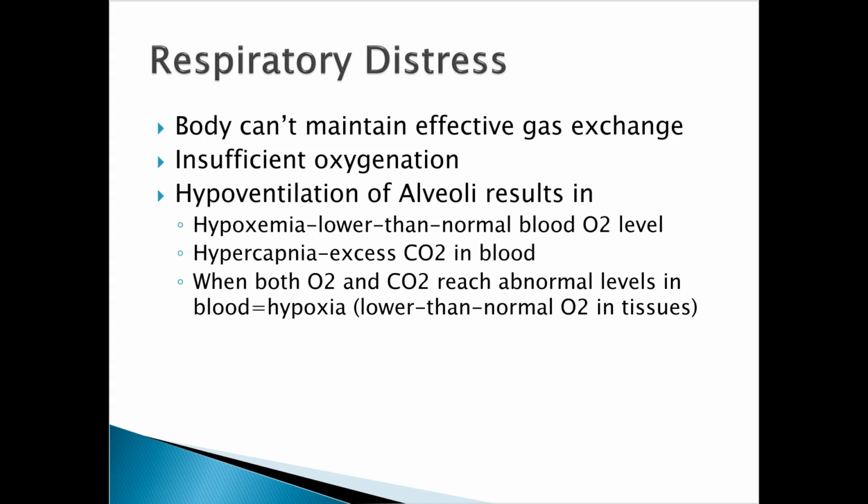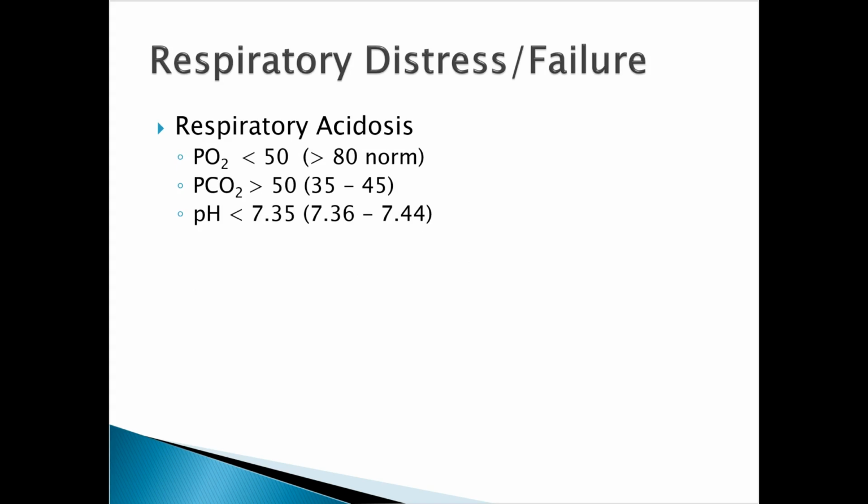When the child is in respiratory distress, the body cannot maintain an effective gas exchange, which means there's insufficient oxygenation throughout the body. Hypoventilation of the alveoli results in hypoxemia, which is lower than normal blood oxygen levels, and hypercapnia, which means you've got excess CO2 in the blood. So when both the oxygen and CO2 reach abnormal levels in the blood, you get hypoxia, which means lower than normal oxygen in the tissues, which is not good. And it's going to lead to respiratory acidosis.